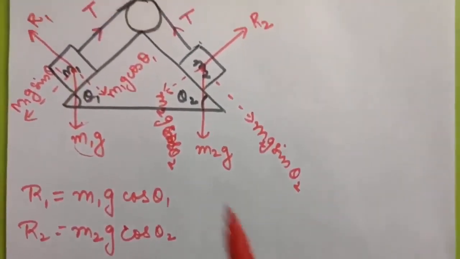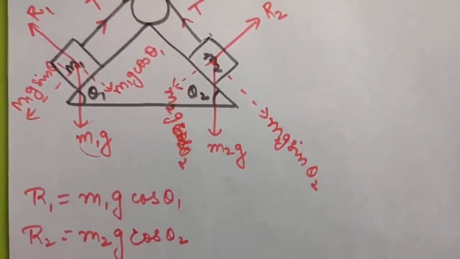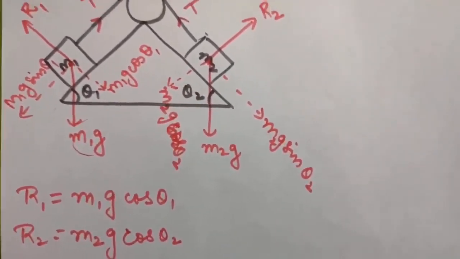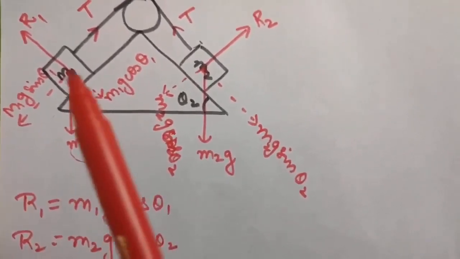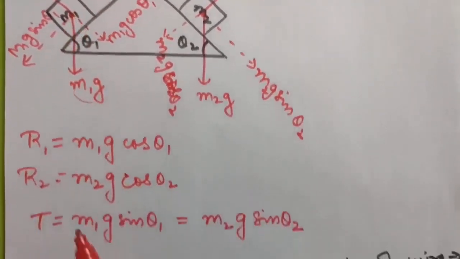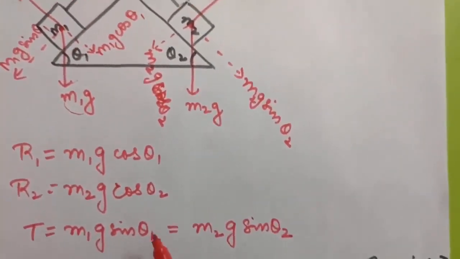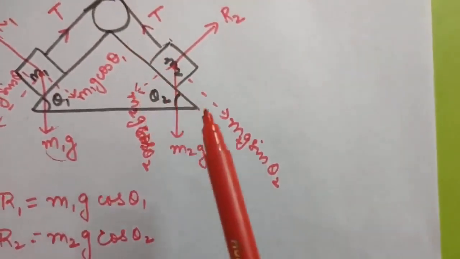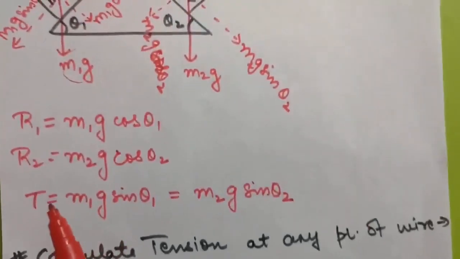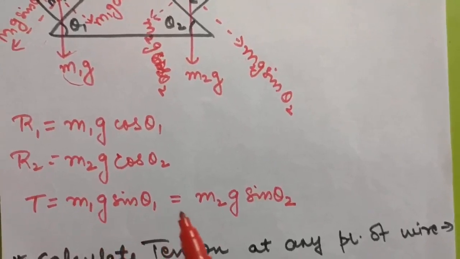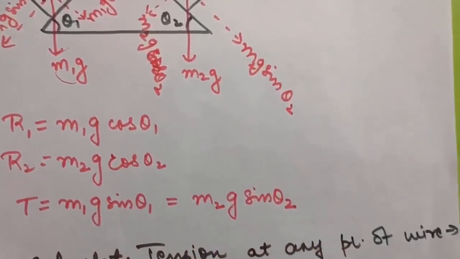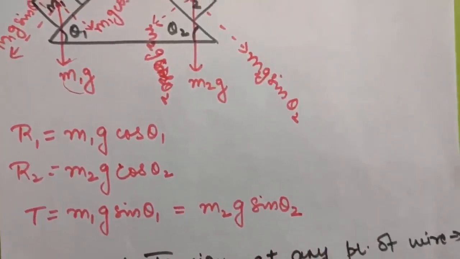And one more thing, I am taking this system to be in equilibrium. That means there will be no acceleration because the system is not moving. So if it is not moving, there will be no acceleration. So just you can write down tension will be equal to m1g sin theta 1. And here also tension will be equal to m2g sin theta 2. And T is same. So therefore you can say T will be equal to m1g sin theta 1. That will be equal to m2g sin theta 2. So these are the equations if the system is in equilibrium.